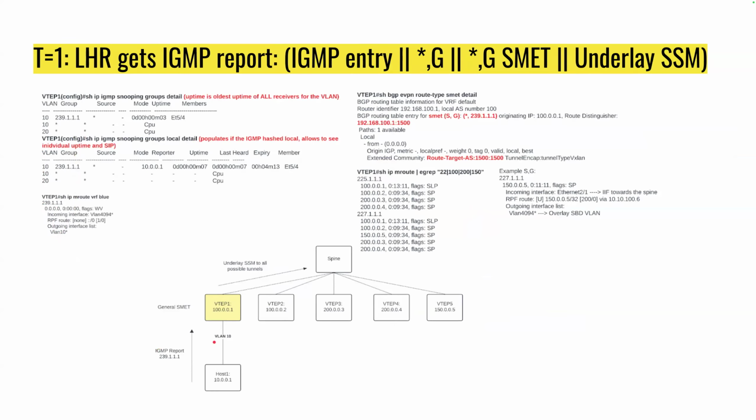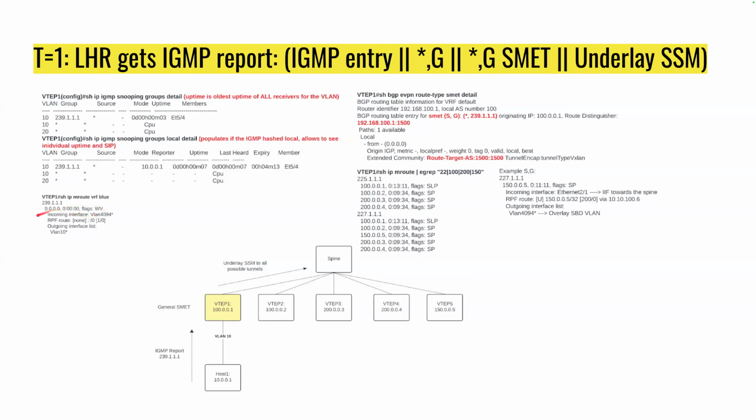So now VLAN 10 is part of VRF blue. So if you run show IP mroute VRF blue, you will see a star G created, right? In which the OIL is VLAN 10 and the incoming interface is the SBD VLAN, or the dynamic VLAN that it is created.